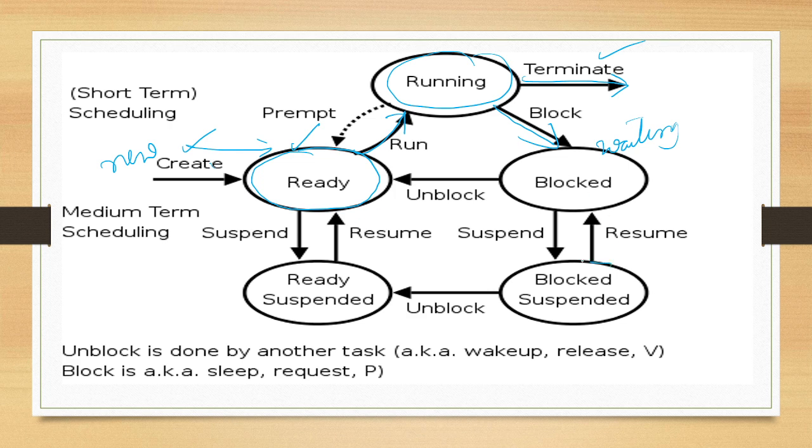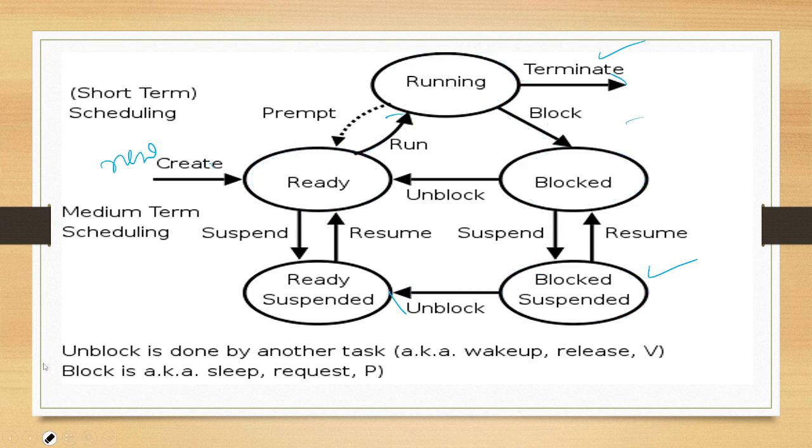This is the blocked suspended. So sometimes when this blocked queue is full, it will go to the blocked suspended queue, right? From here it will unblock. When it is unblocked, it will go to ready suspended. From this ready suspended it again goes to the ready state, right? This is a detailed diagram of how every process is executing.